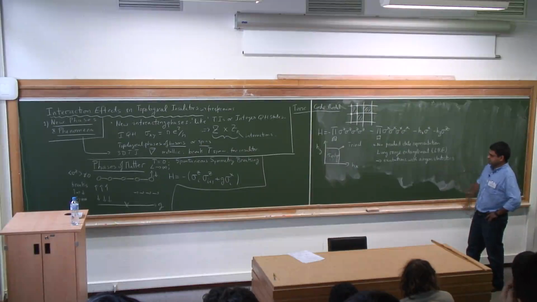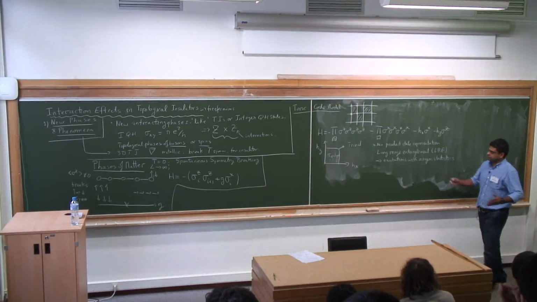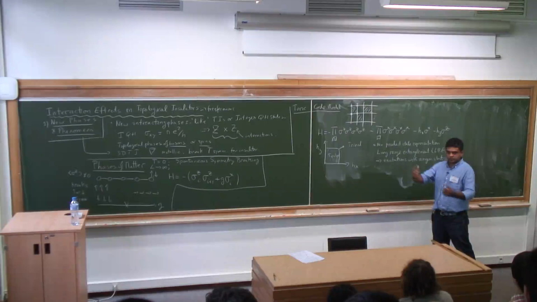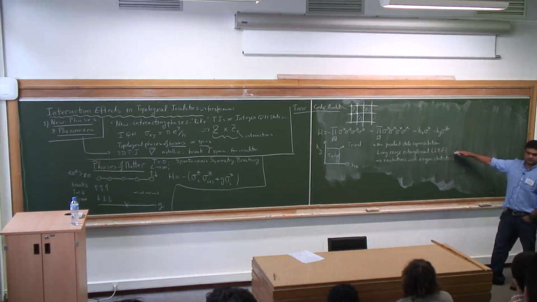You have excitations that have some unusual statistics. It's not what you put in. You just put in bosons or spins in this model, but you get excitations that have unusual statistics. That's one way to diagnose that you have a long-range entangled state.